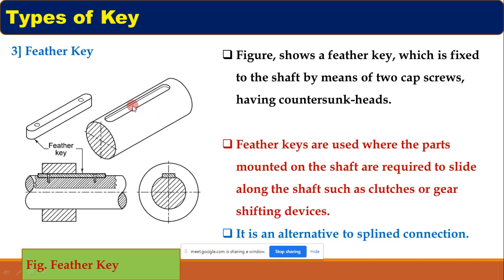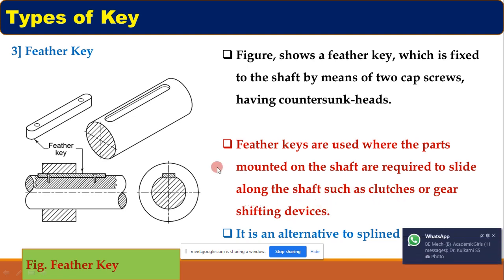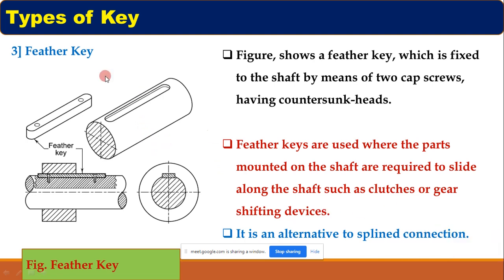So axial movement of the rotating machine element is possible, just like a clutch or gears. In the application of clutch and gear shifting devices, we have to use this feather key. And the most important point again, this feather key is the replacement to the spline connection.